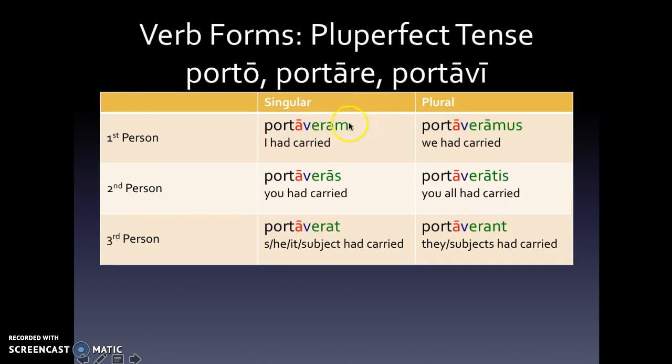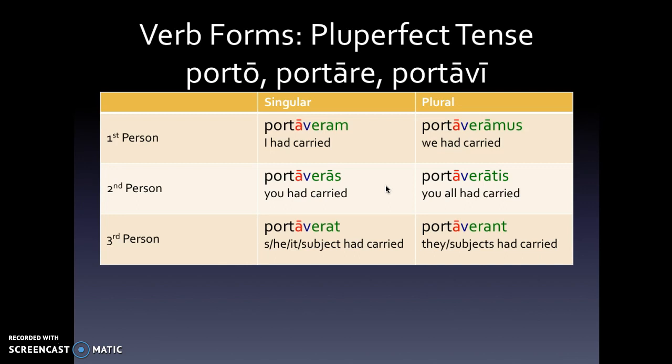Here's what the pluperfect looks like. It comes from the third principal part, which we know as the perfect tense. All you do is chop off the ending, which is the I, and then add eram, eras, erat, eramus, eratus, erant. That should be very familiar. It is the imperfect of the irregular verb to be. So the irregular verb to be in the imperfect simply becomes our endings. The way you translate it is as follows: I had carried, you had carried, and so on and so forth. So it's just had plus the ed form of the verb.